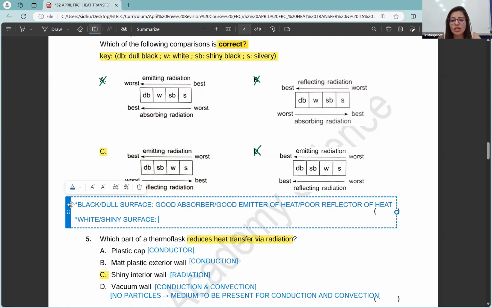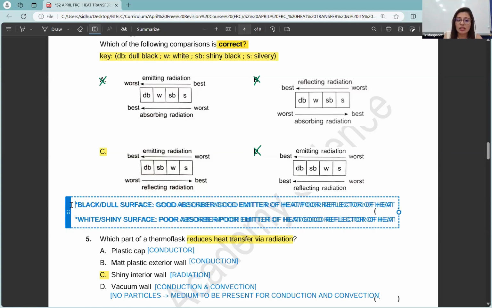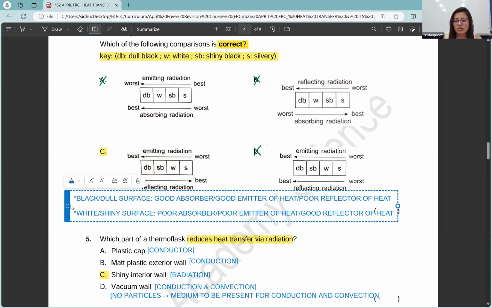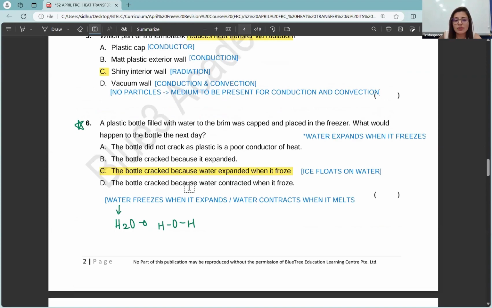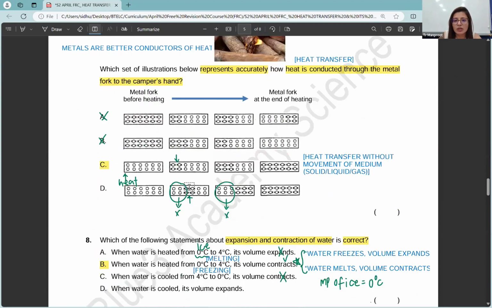Now, when I say poor absorber, poor emitter, it means slower rate. It doesn't mean cannot. Good means better, that means it is better than the other. When I say non-absorber, it means completely cannot. So be very careful with the words, okay? So it's a poor emitter of heat, but it is a very good reflector of heat, compared to your dull and black surfaces. This concept is actually quite important. So having all this concept in mind, let's look at our section B questions.